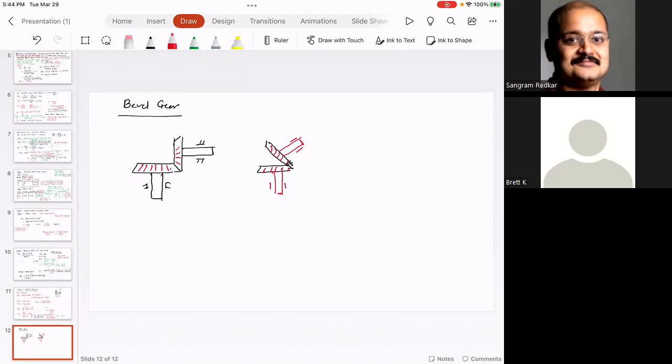But bevel gear, again, the principles are simple, the steps are exactly the same. In the next class, I will give you the nomenclature for the bevel gear. I will give you the recipe for bevel gear design, which is exactly the same as spur gear and helical gear design. And then we would actually work out a problem on bevel gear design, which I think is your homework problem. So with that, I'm going to stop here.